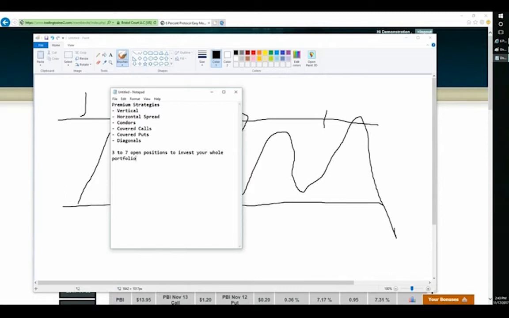And that doesn't matter whether you're dealing with a $500 portfolio or, like I am, a $7 million portfolio. You can have that whole portfolio invested in 3 to 7 open positions. Now, if you're doing monthlies like I am, on average, our positions cycle 4 to 5 times. That means 4 to 5 months before you either get exercised out or you get stopped out. So for new positions, it's a 4 to 5 month average holding time.